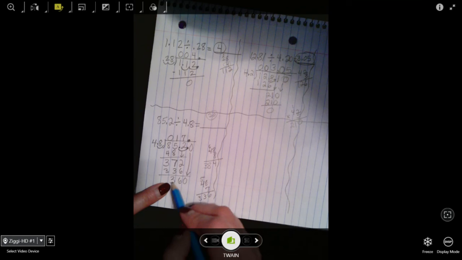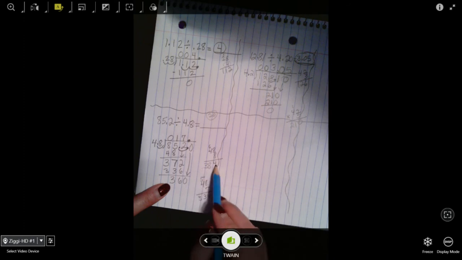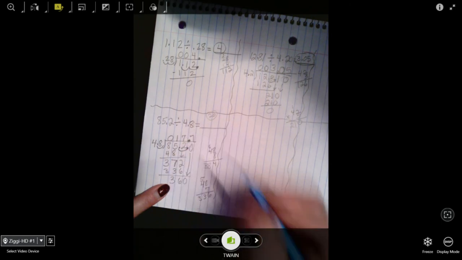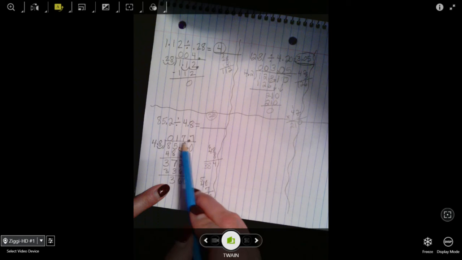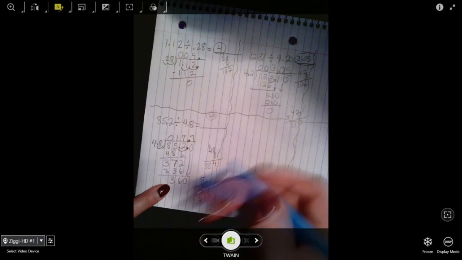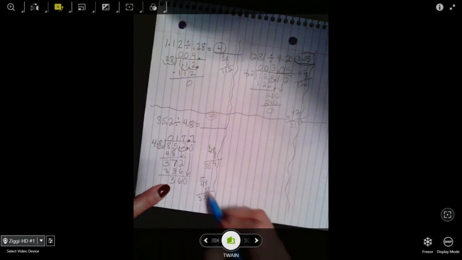48 goes into 360. Well, I know this is 336, and this is 384. So I know that 8 would be too big, so I might need 7 again. So look how close I am to 20. That's what my guess was, 17.7 something. Because we're probably going to need to annex again.